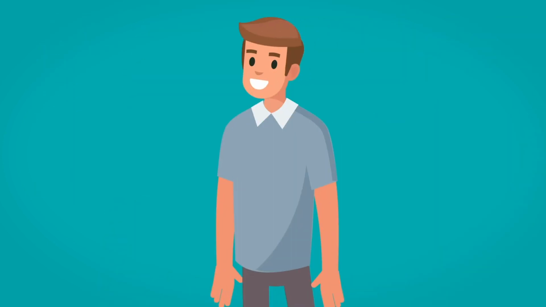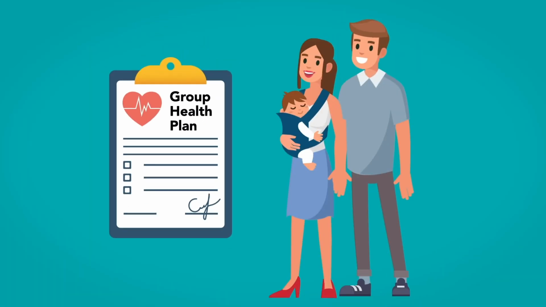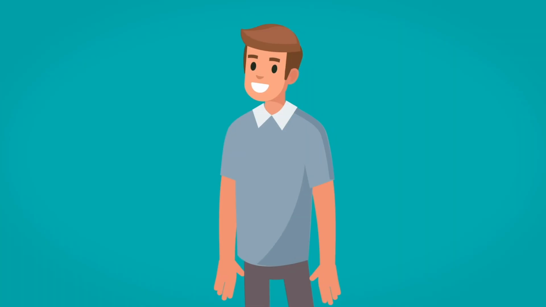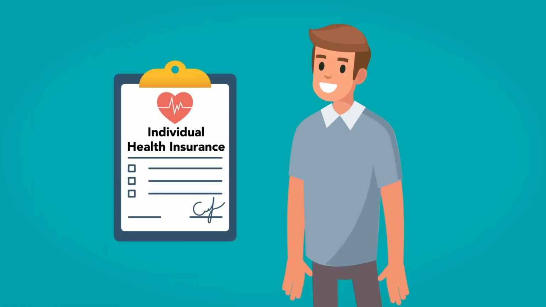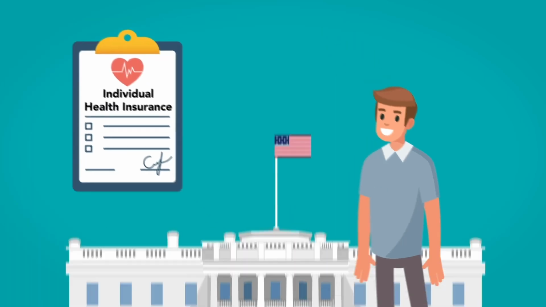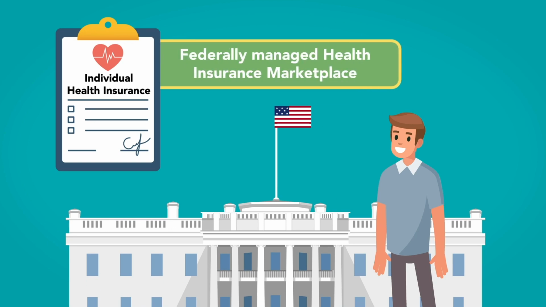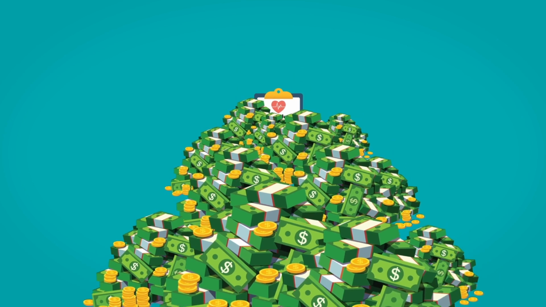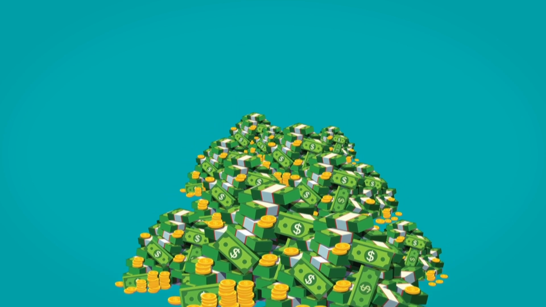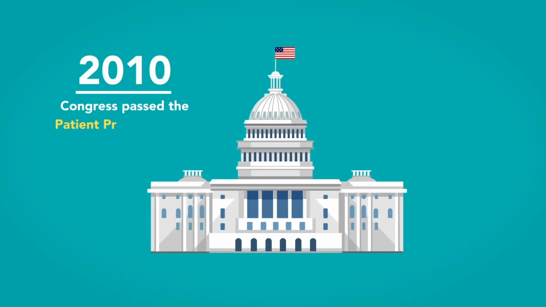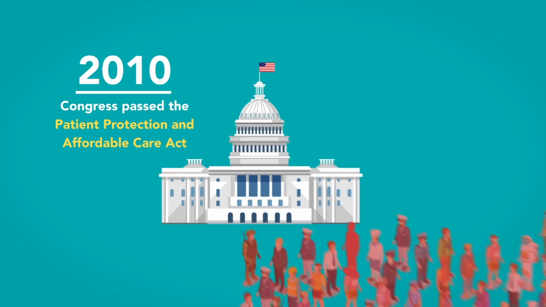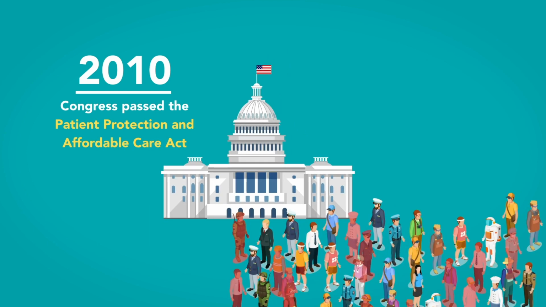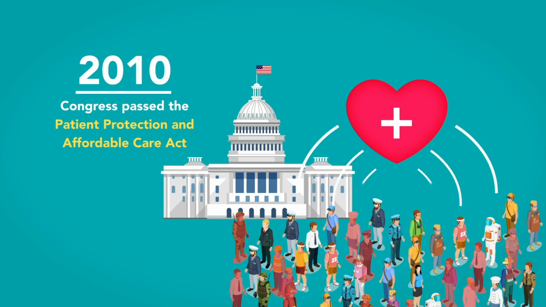First, a person can acquire health insurance through a group health plan, offered through an employer or spouse's employer. The second option is to purchase an individual health insurance plan privately or through the federally managed health insurance marketplace. The rising costs of healthcare have increased the need for individuals to have access to health insurance. In 2010, Congress passed the Patient Protection and Affordable Care Act to reduce the number of uninsured Americans and to improve access to healthcare services.